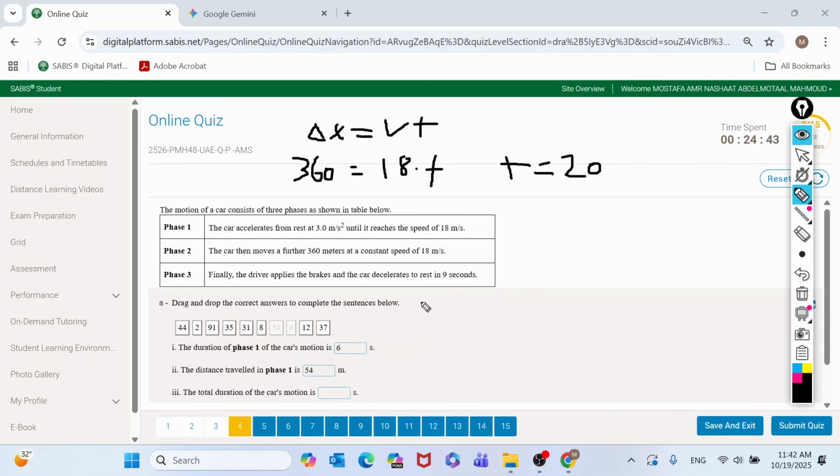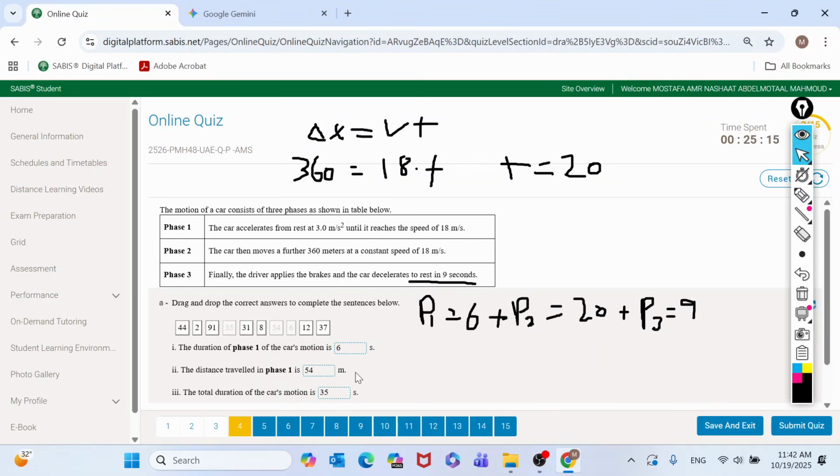So phase 1, we got it at 6 seconds. Phase 2 is 20 seconds. And phase 3, they just gave it to us, 9 seconds. So add them up. You're going to get 6 plus 20 plus 9, which equals 35.